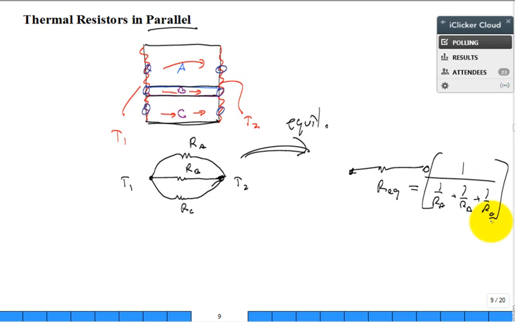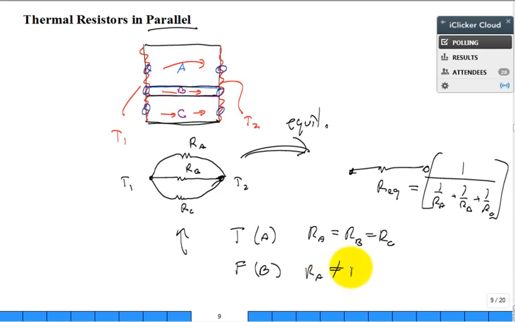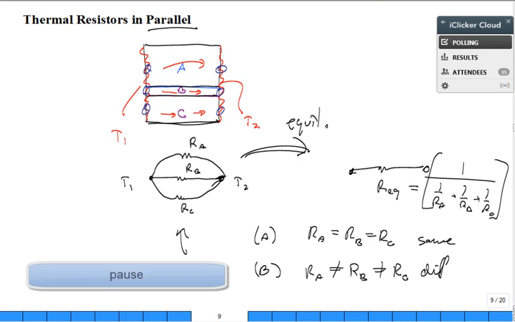All right. Now, does this imply, let me ask a question. True or false? Answer A or answer B? Is R sub A equal to R sub B equal to R sub C? Or is R sub A not necessarily equal to R sub B, not necessarily equal to R sub C? They can all be different. Do they all have to be the same, or can they be different? That's not true or false, it's just answer A or B.